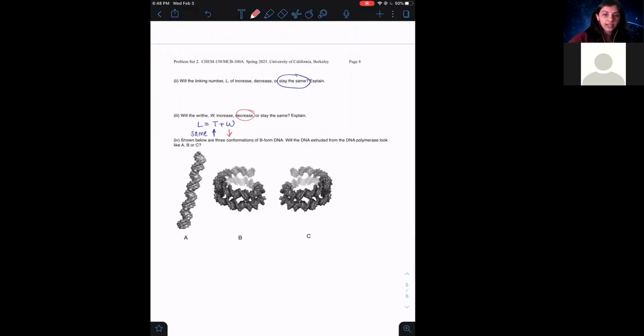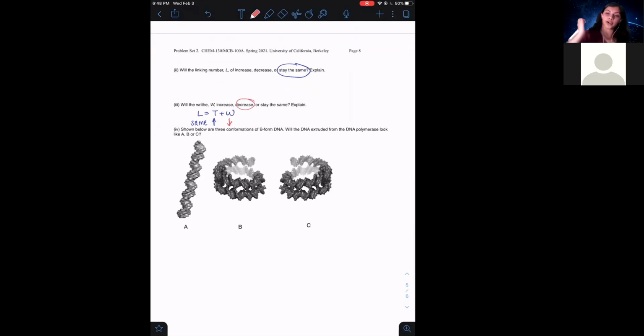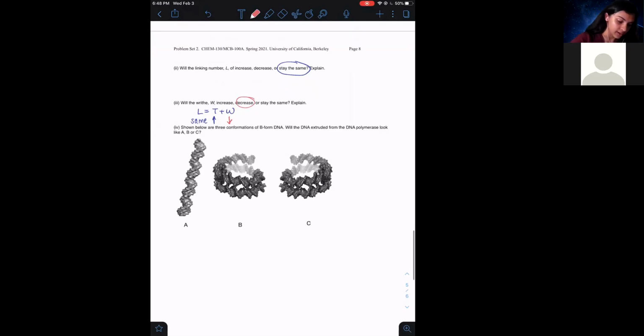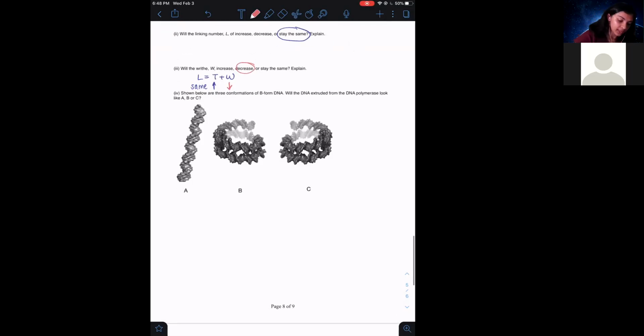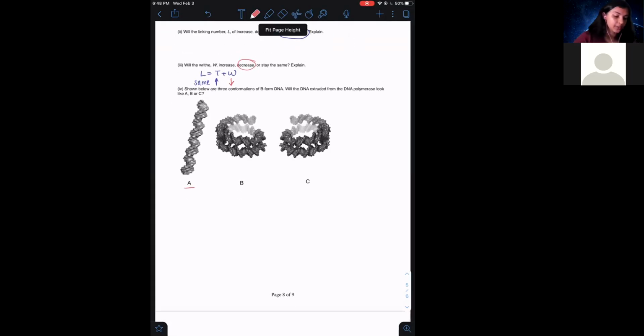And then finally, in part four, we are given these three different conformations of DNA, and based on the type of supercoiling that's happening here, we can determine what the DNA will look like. So in part A, there is no supercoiling that's happening, but part B and C are different types of solenoids. So can someone tell me, first of all, whether positive or negative supercoiling will occur here?